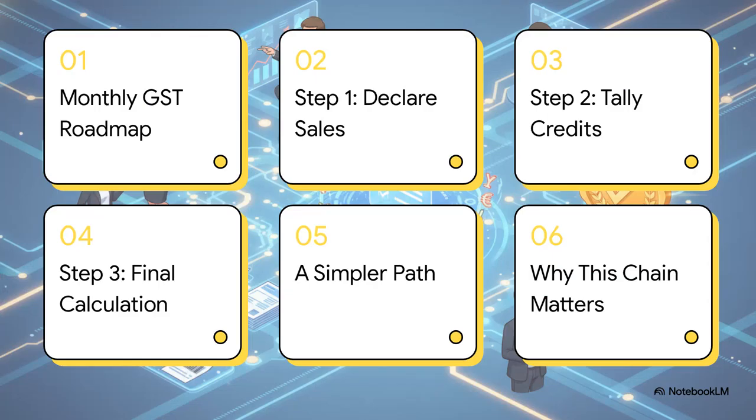Okay, so here's how we're going to do it. First, we'll look at the monthly GST roadmap. Then we'll hit step 1, declaring your sales. After that, step 2, tallying your credits. And step 3, the final calculation. We'll also touch on a simpler path for small businesses and wrap it all up with why this whole chain of events really matters. Let's get into it.